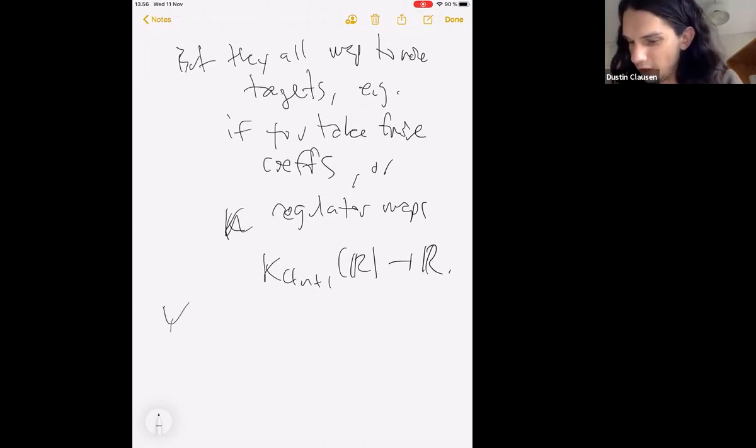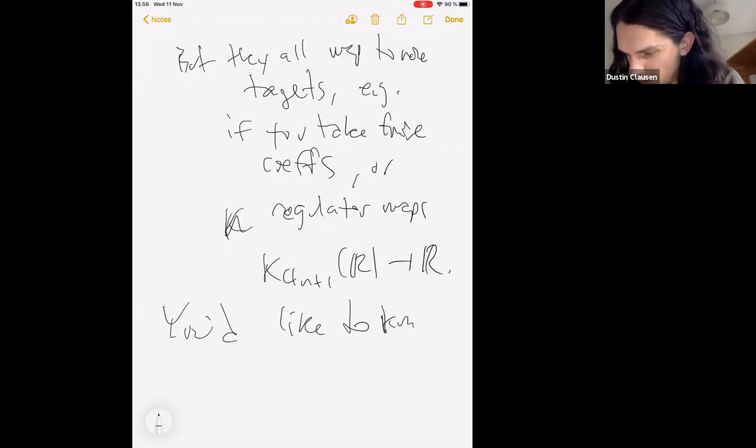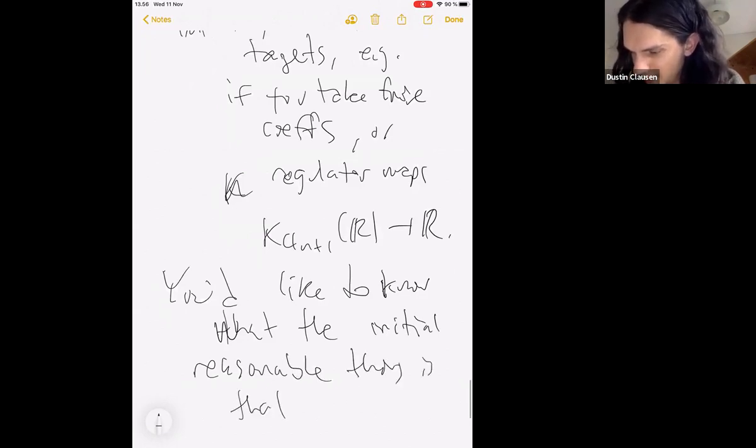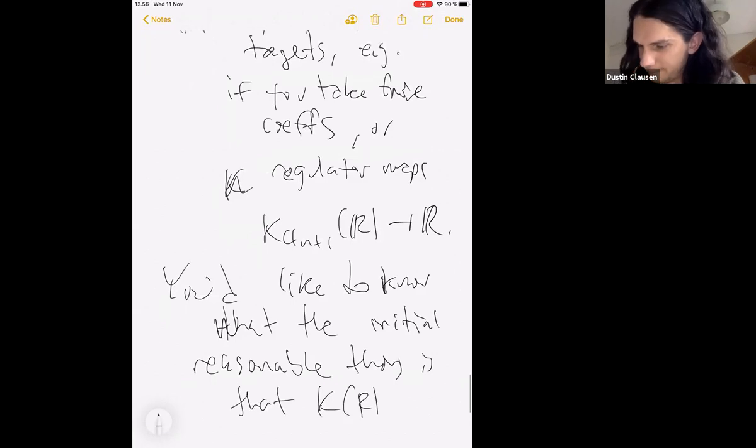And you'd like to know what the initial reasonable thing is that K theory of R maps to.